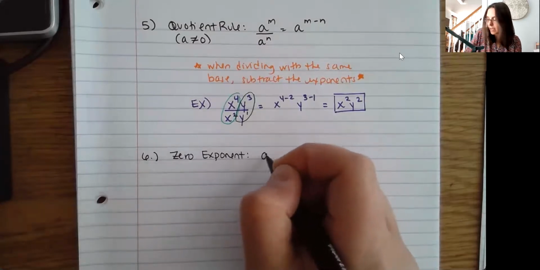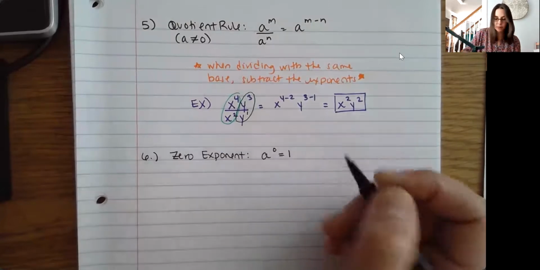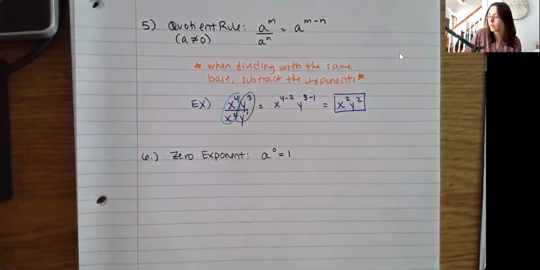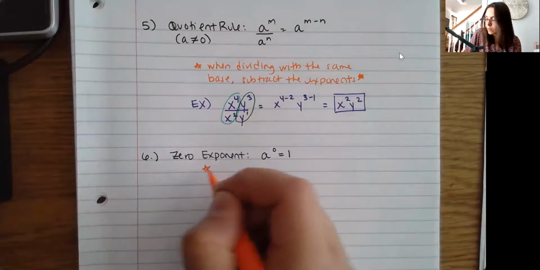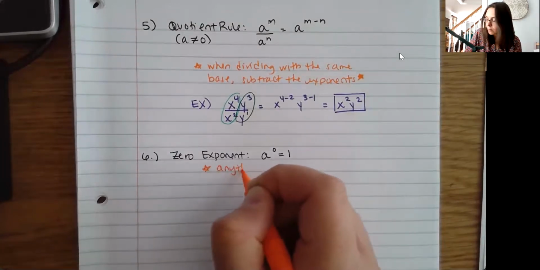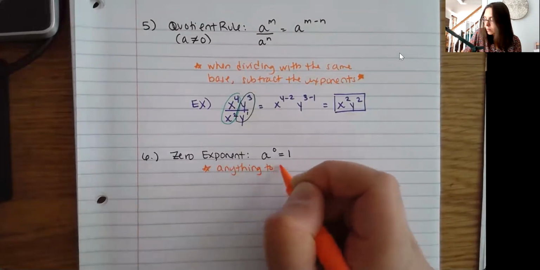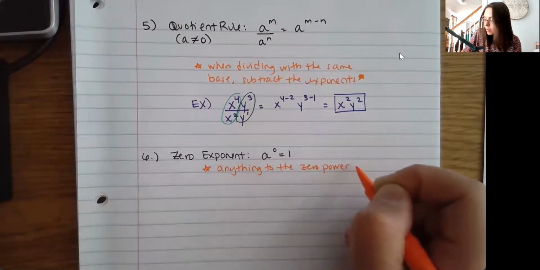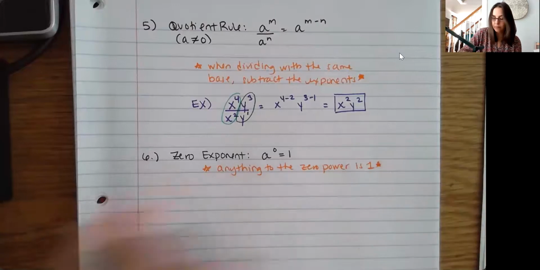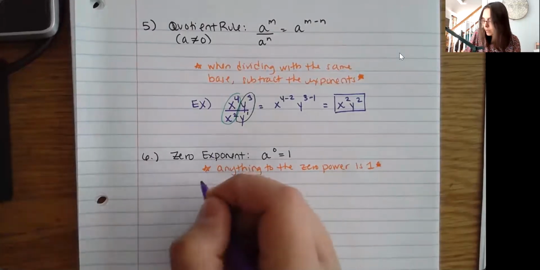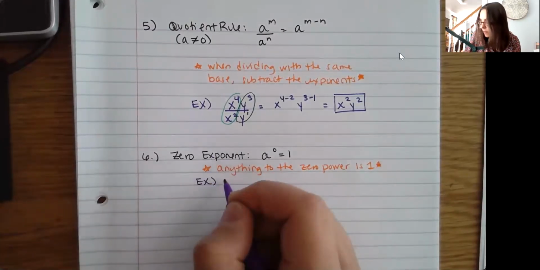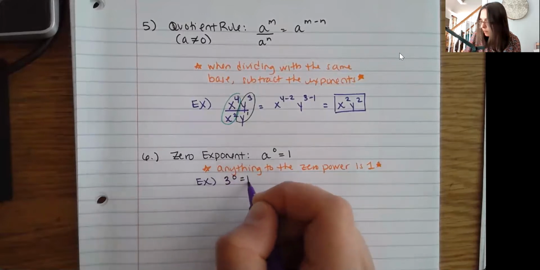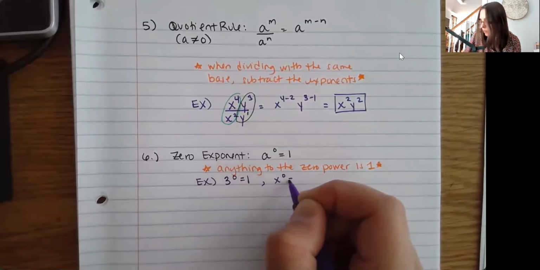Zero exponent says a to the 0 is equal to 1. So anything to the 0 power is 1. For example, something like 3 to the 0 equals 1. X to the 0 equals 1.